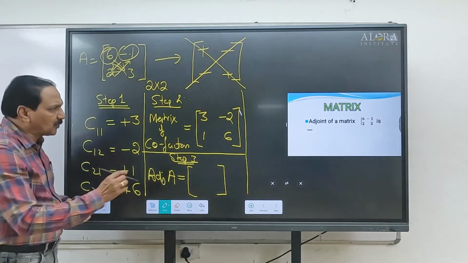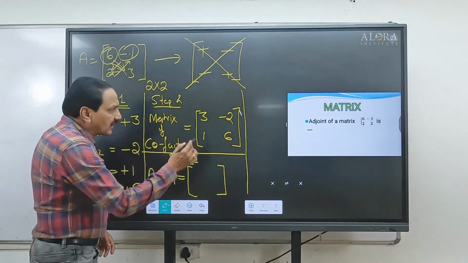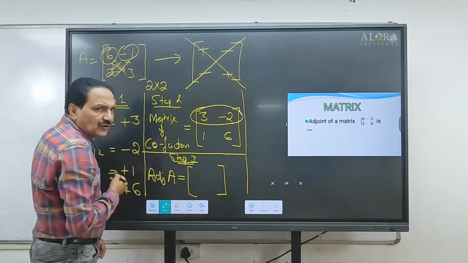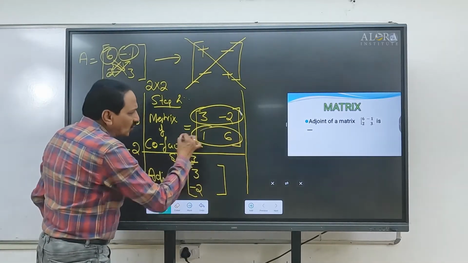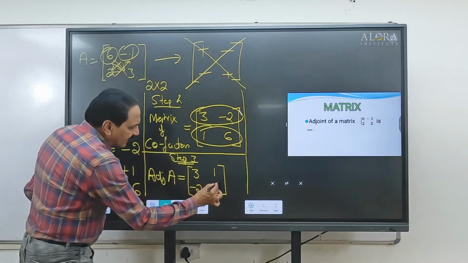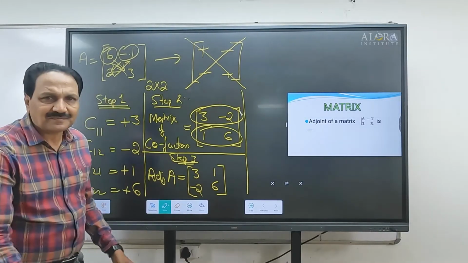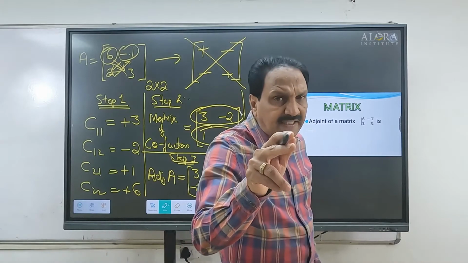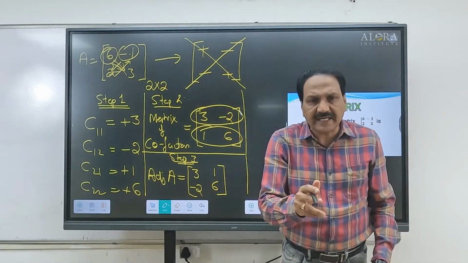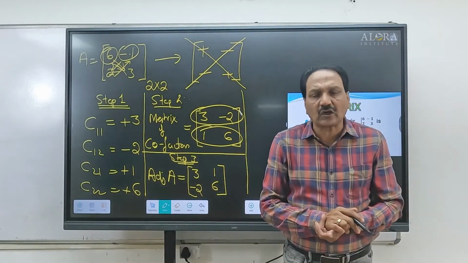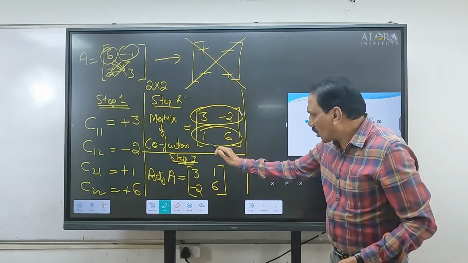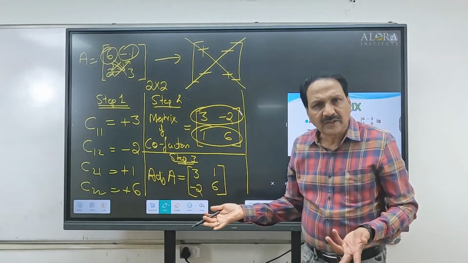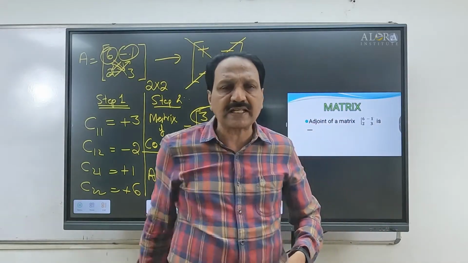How will you write the transpose? Just interchange the rows and columns. Say for example, this is the first row, 3 minus 2. Write it as the first column. This is the second row, 1, 6. So write it as the second column. That's all. So what is the transpose of a matrix? It is the one obtained by interchanging the rows and columns. Either you can write the row as column or the column as row, one and the same. Interchange the rows and columns, you get the transpose.